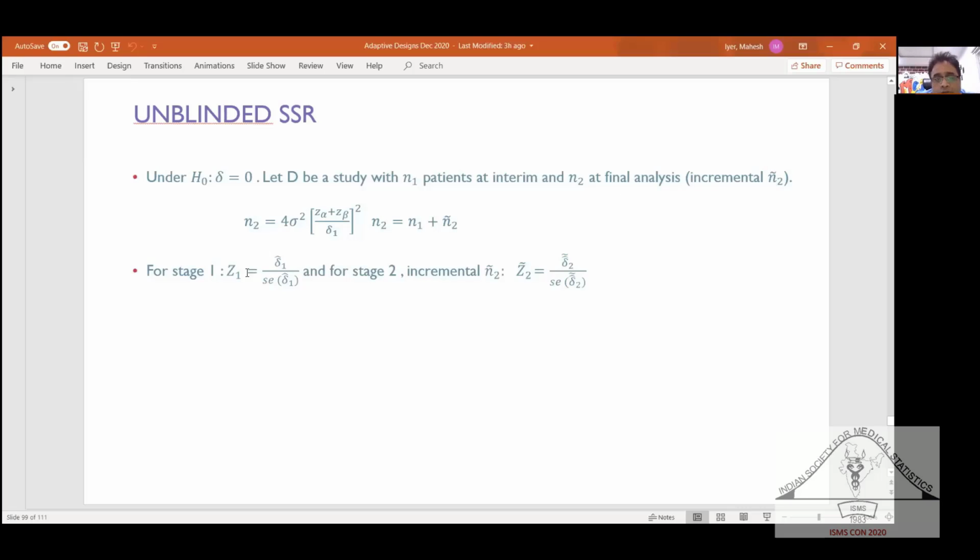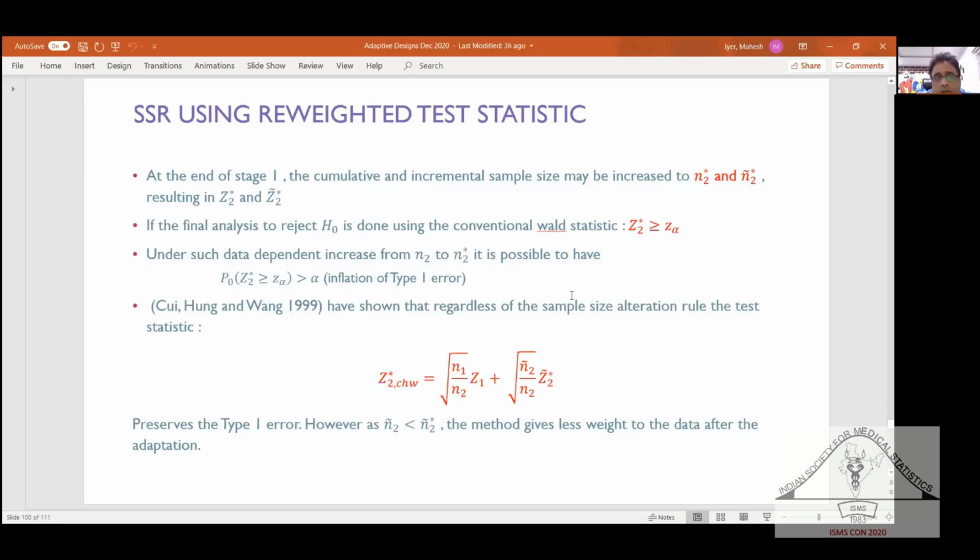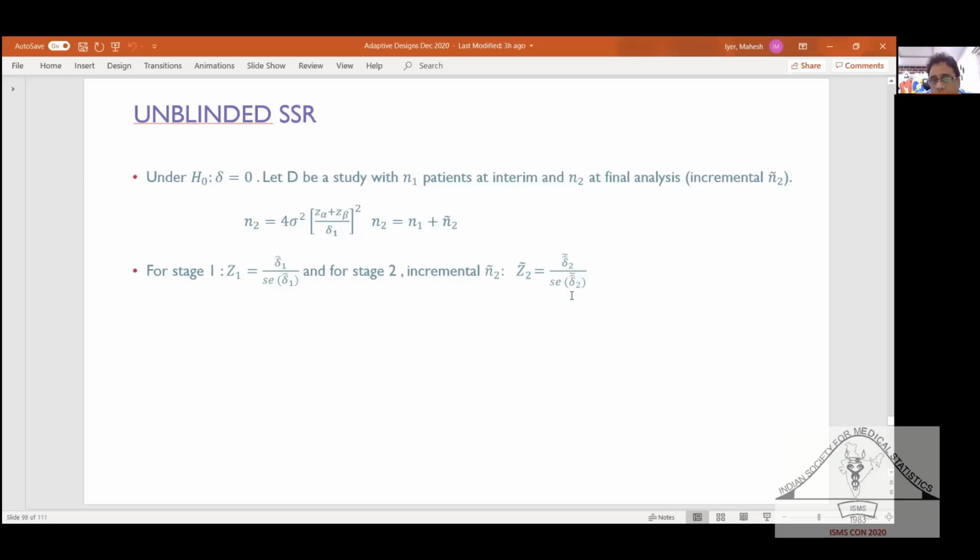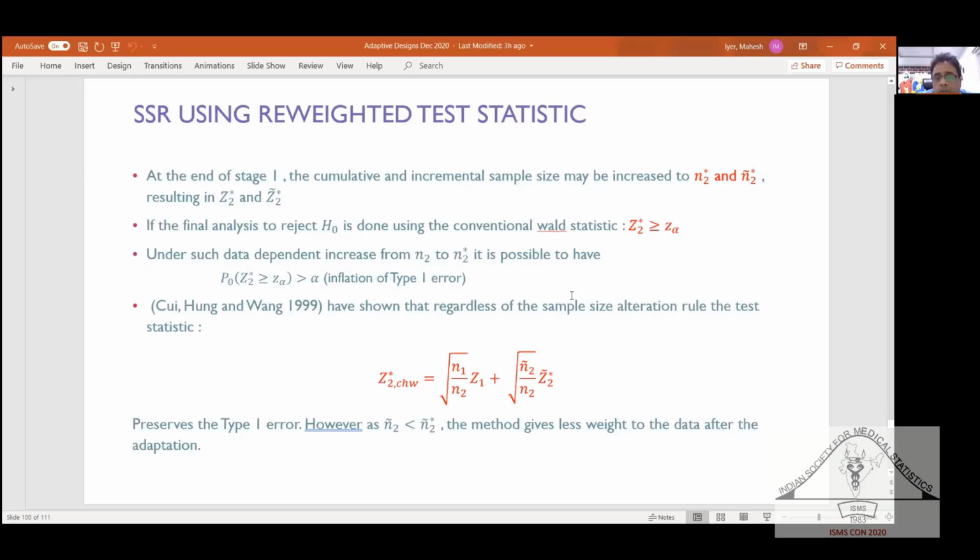For stage 1, Z1 is simply delta 1 hat over the standard error. For stage 2, for the incremental N2 tilde, Z2 tilde is simply delta 2 hat tilde over the standard error. We know both of these are Wald statistics, so both are normally distributed. No problem there.